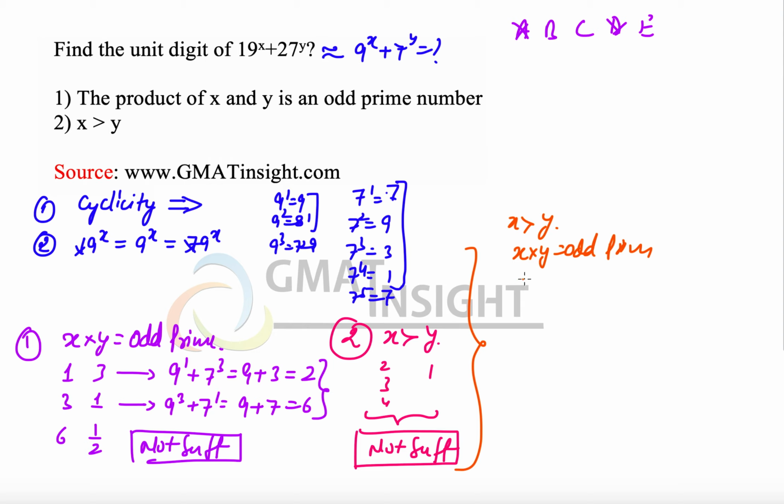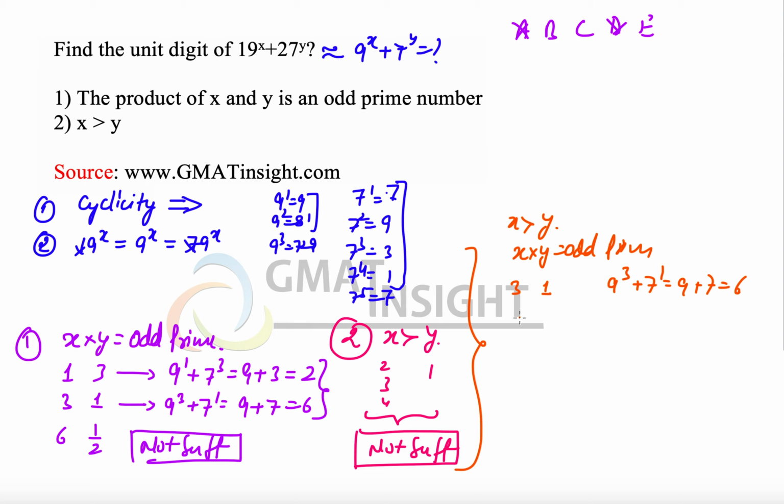So one possibility that we can take is x equal to 3 and y equal to 1, in which case 9 to the power 3 plus 7 to the power 1 will have unit digit 9 plus 7, that is equal to 6. If we choose integer values, then the result will always be consistent. The reason is that for every odd prime value, x will have the same unit digit as 9 to the power 3.